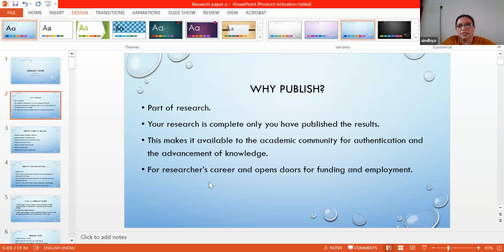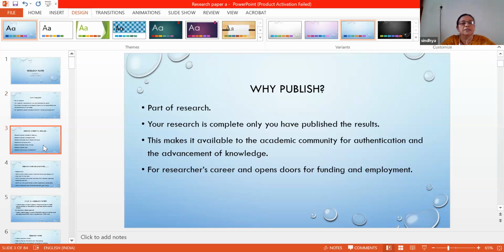And when we are intending to publish a paper, we have to go through what the types of papers are that we are going to publish, or what the available resources are where we can share our research work. That is to be borne in mind while we are intending to publish a paper.